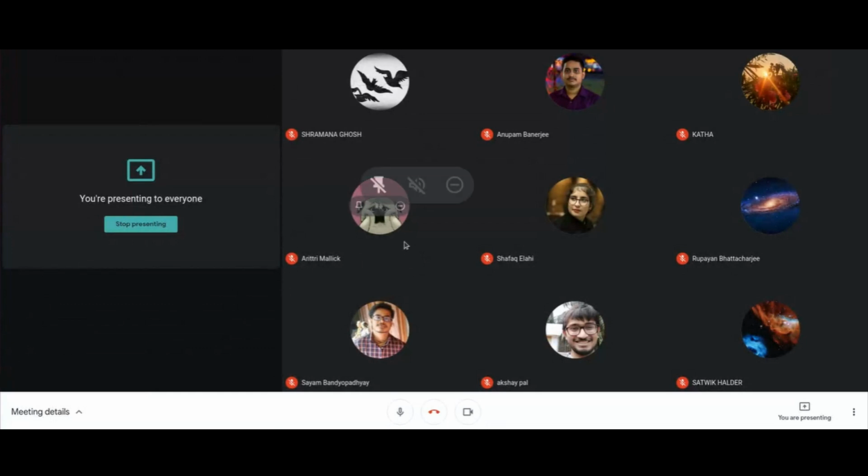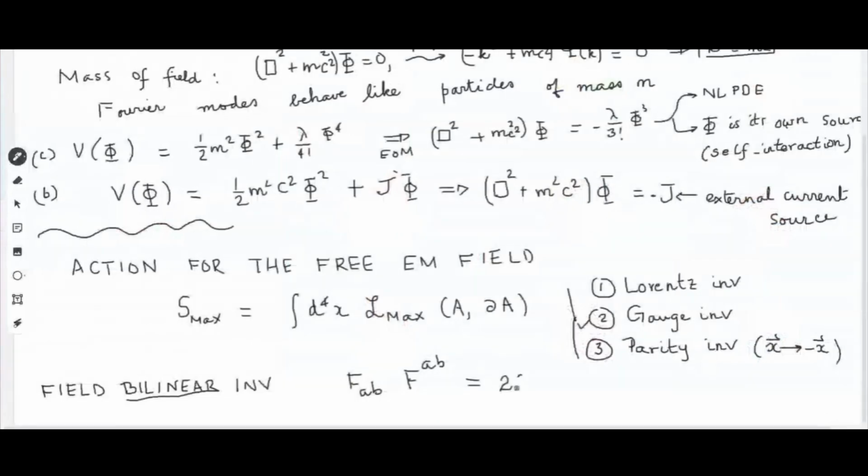Oritri, can you say what this is? If you write the F_AB term in terms of E and B, what do you get? E square minus B square. Yes, it's proportional to that. We are now into Gaussian units, so it's proportional to B squared minus E squared. E and B have the same units, so it's proportional to B squared minus E squared.